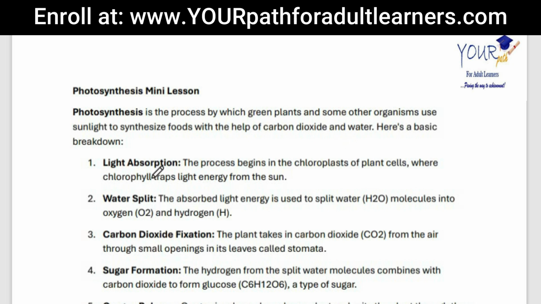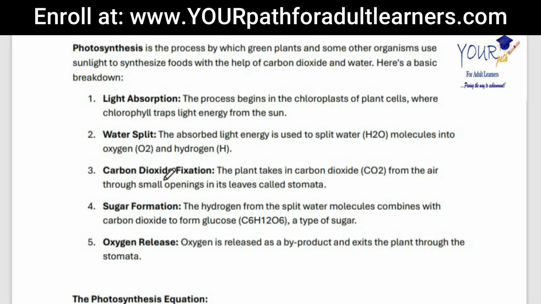The first step is light absorption. The process begins in the chloroplast of plant cells, where chlorophyll traps light energy from the sun. The second step is water split. The absorbed light energy is used to split water molecules, which is represented by H2O, into oxygen, which is represented by O2, and hydrogen, represented by H.